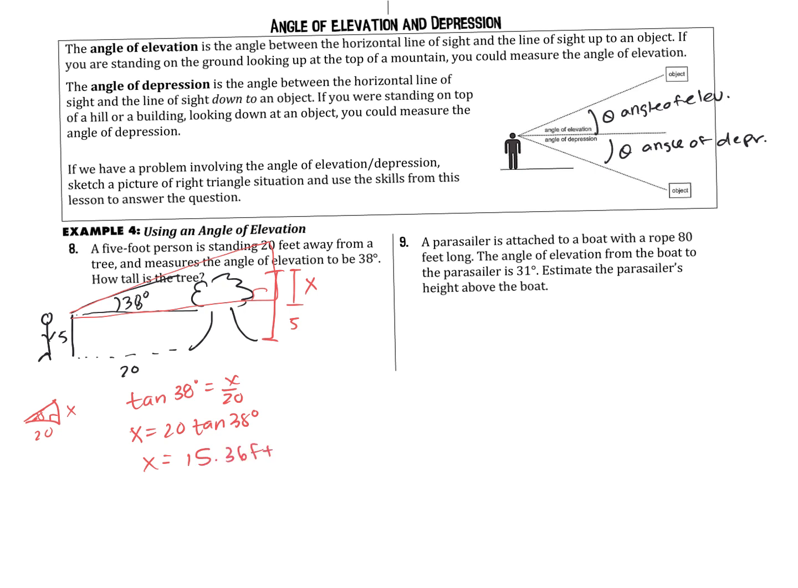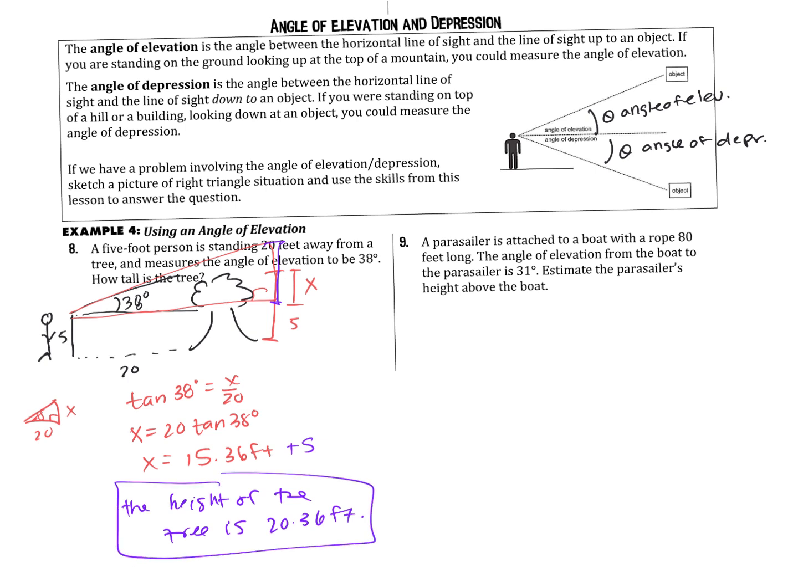But we need to add 5 to that to find the total height of the tree. So the height of the tree is 20.36 feet. Because remember, this length is how much they're seeing from their sight line, but we need to include the 5 feet of their height in that total length. So go ahead and pause the video and try and work through number 9 on your own, and then unpause the video and see how you did.